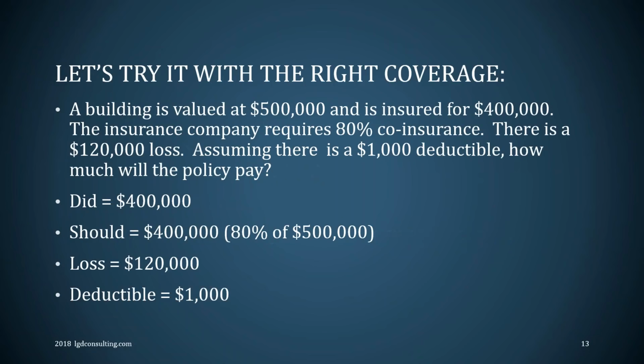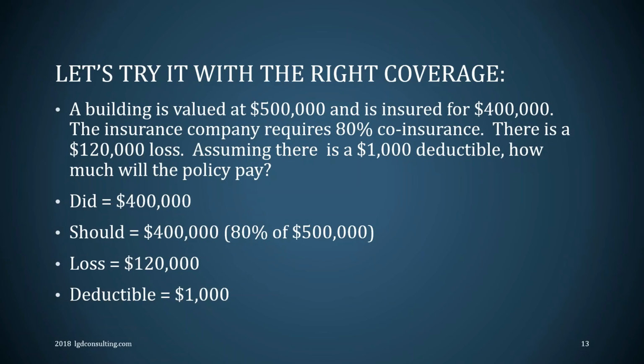So imagine if they actually bought the right amount of coverage. The building is valued at $500,000 and it's insured for $400,000. The insurance company requires 80% co-insurance. There's a $120,000 loss. Assuming there is a $1,000 deductible, how much will the policy pay? So now, again, we want to plug in the numbers. The amount of insurance you did have is $400,000, because that's what it says you insured it for. You should have had $400,000, which is 80% of the 500.